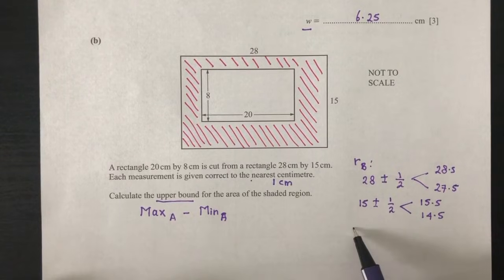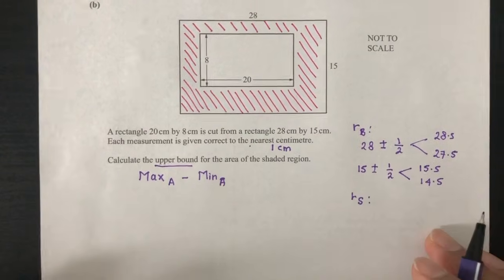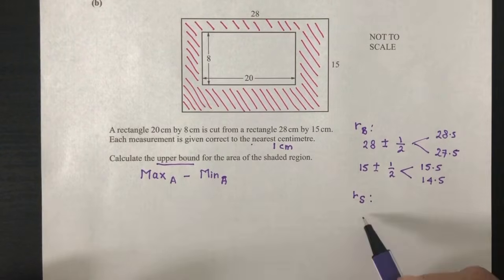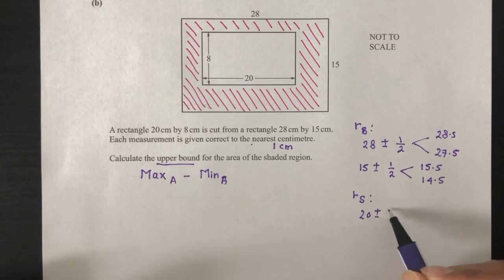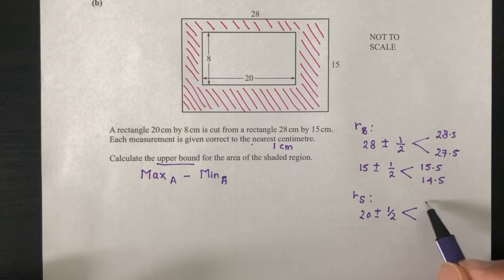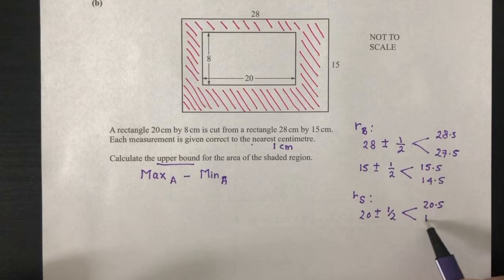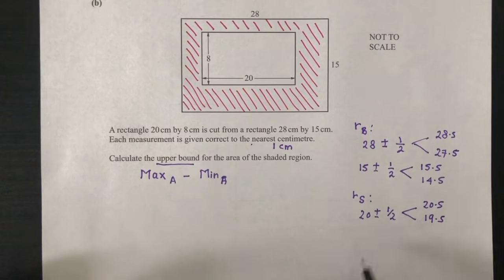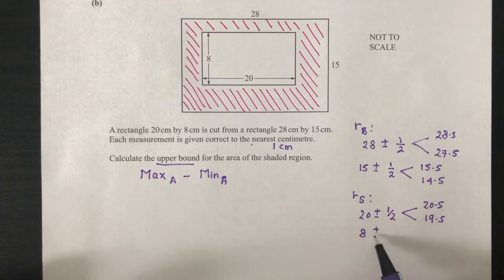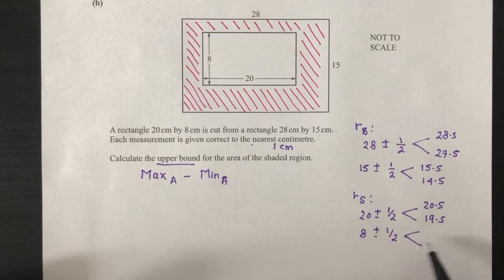Now for the small rectangle, let's take the length as well. So you have 20 plus minus half, that will be 20.5 and 19.5. And then for the width, same thing, to find the upper and lower bound, that will be 8.5 and 7.5.